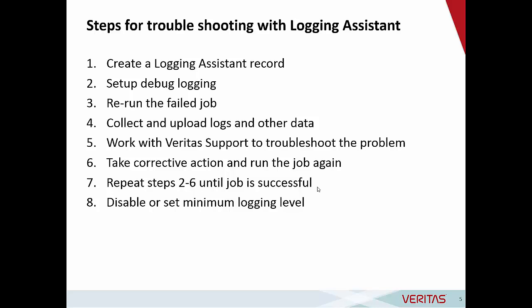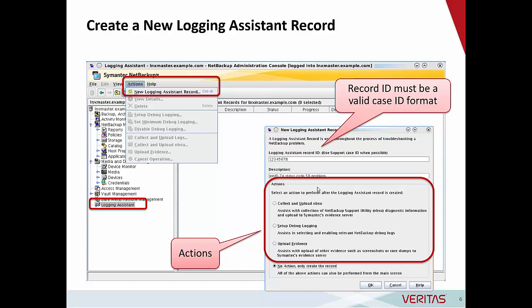Support comes back and tells us what they think the problem is. We can then go through and take some corrective action and run the job again. If the job is now running successfully, awesome. Then we can get back to work. Maybe get rid of the logs that we turned on if we think we don't need them anymore, or maybe set logging to a minimum level. Let's take a look at this step by step.